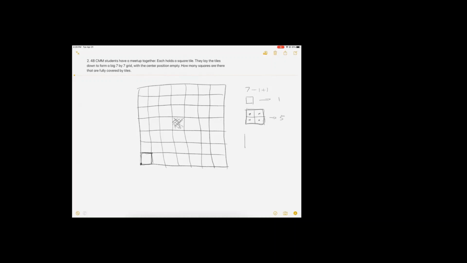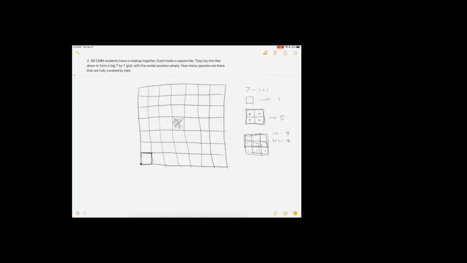If it's 3 by 3, we have 1, 2, 3, 4, 5, 6, 7, 8, 9. So the smallest squares, 1 by 1 squares, we have 9 of them, right? And then we can also have 2 by 2 squares. 1, 2, 3, 4, 4 of them.